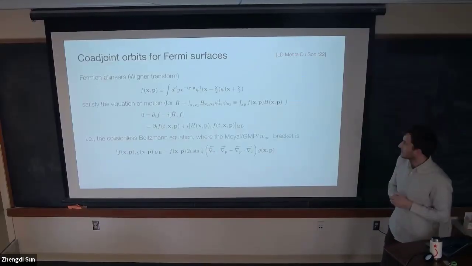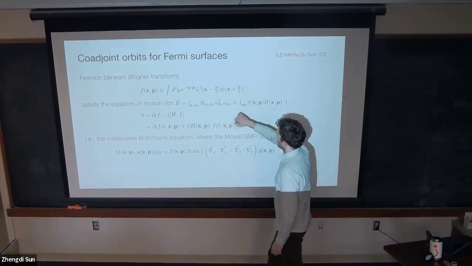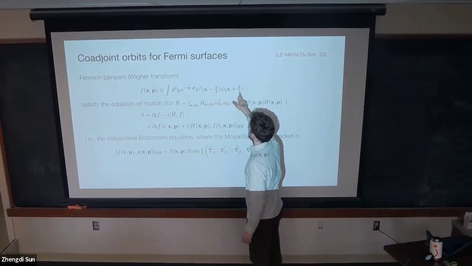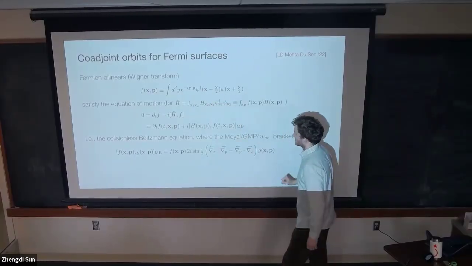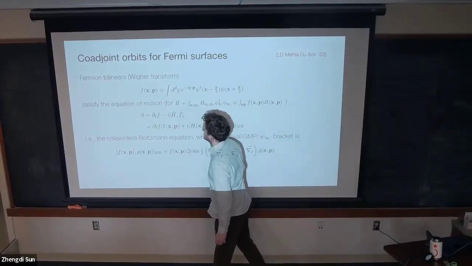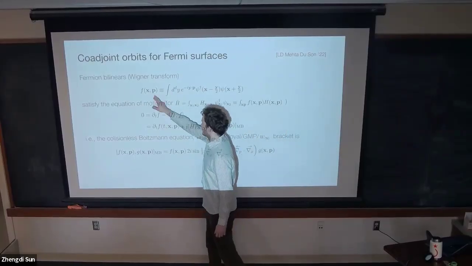So the degree of freedom is really just going to be a fermion bilinear. Okay, and here what I'm doing, this is called the Wigner transform. I'm Fourier transforming the relative coordinate between the two fermions. So this defines an f, sometimes called a distribution function, which lives in phase space, so x and p.